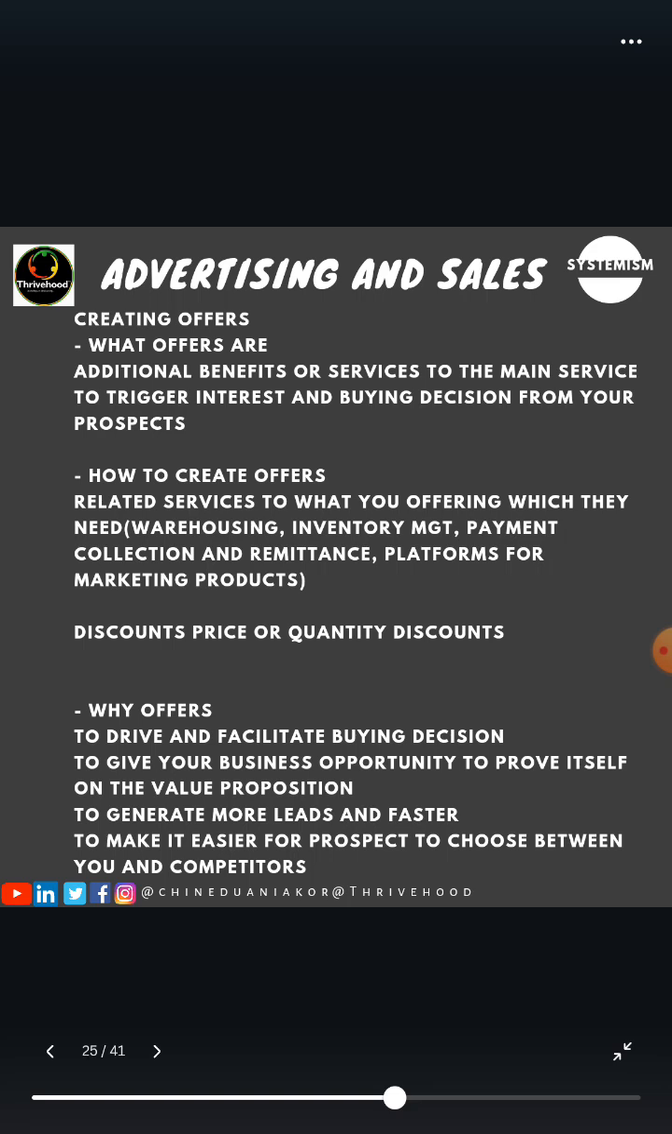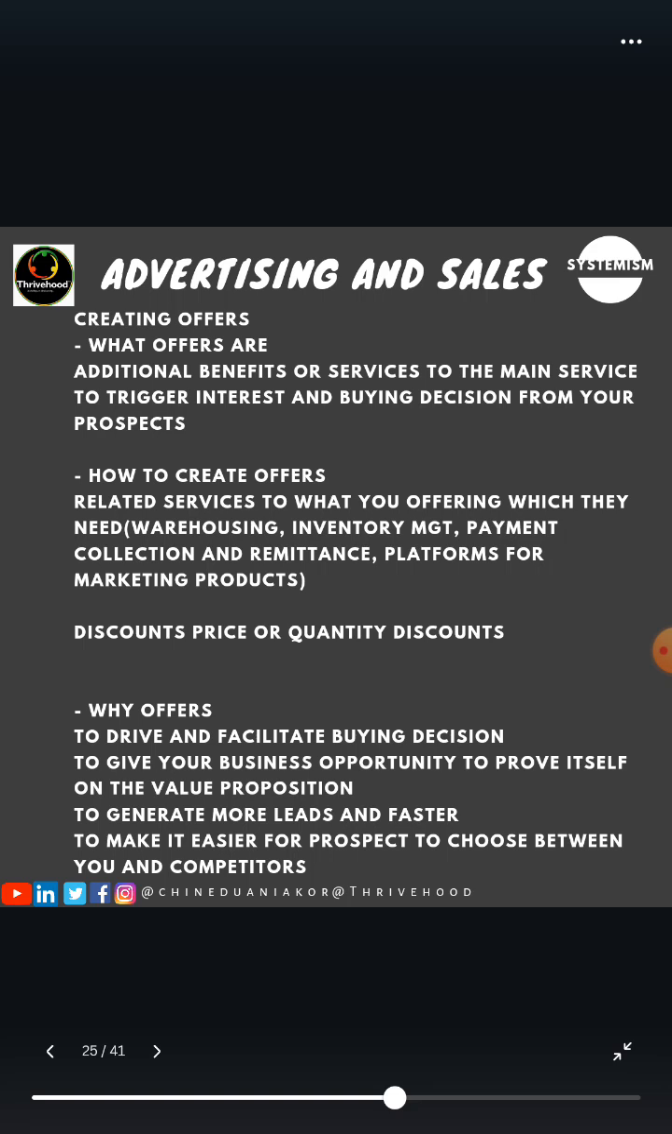So all these things are what people are supposed to pay for separately, but then you are adding them. So that's how to create offers: things that are related, the add-ons, the things that will facilitate the process of that solution that they require, that will make it more effective.